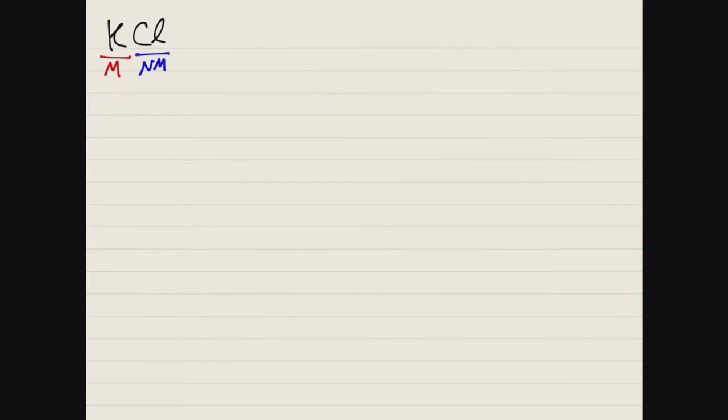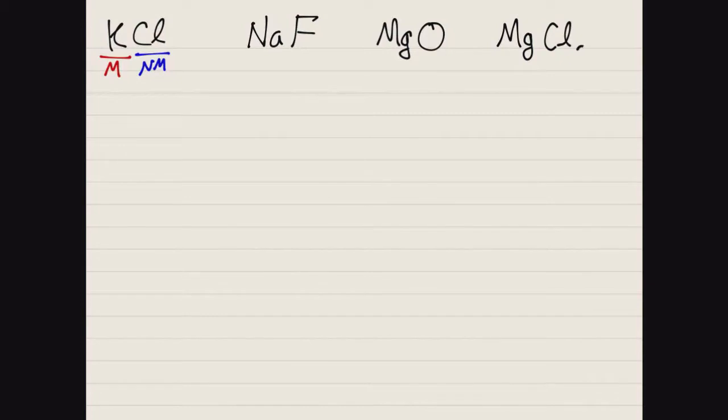Okay, I'm going to give you a couple more ionically bonded substances here. I'm going to have you write them down on your paper, and I want you to identify the metal and the nonmetal that I'm using. So I'm going to just write a few more here. NaF, MgO, MgCl2, and we'll talk about why that is the way it's written in just a moment.